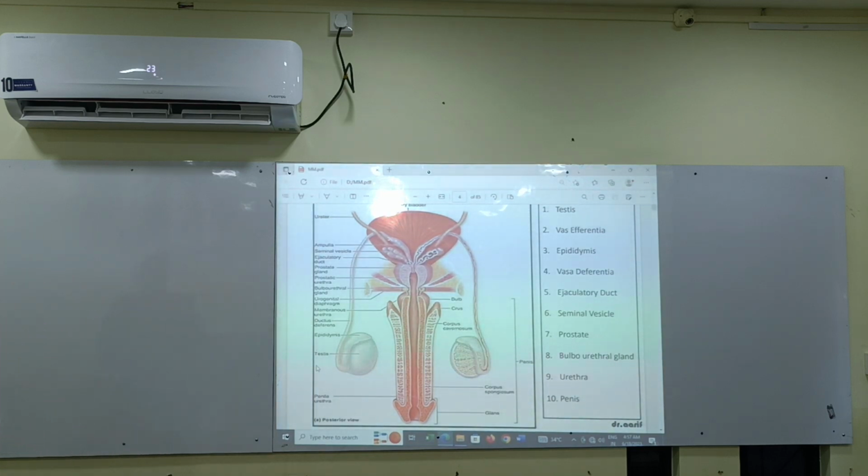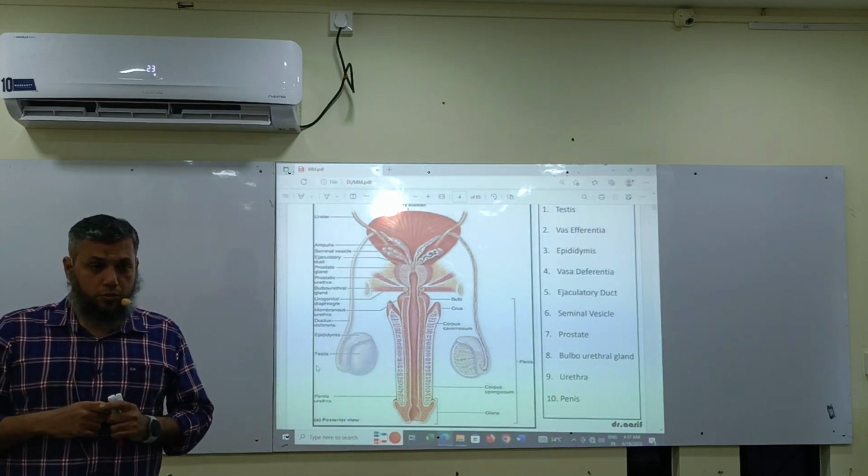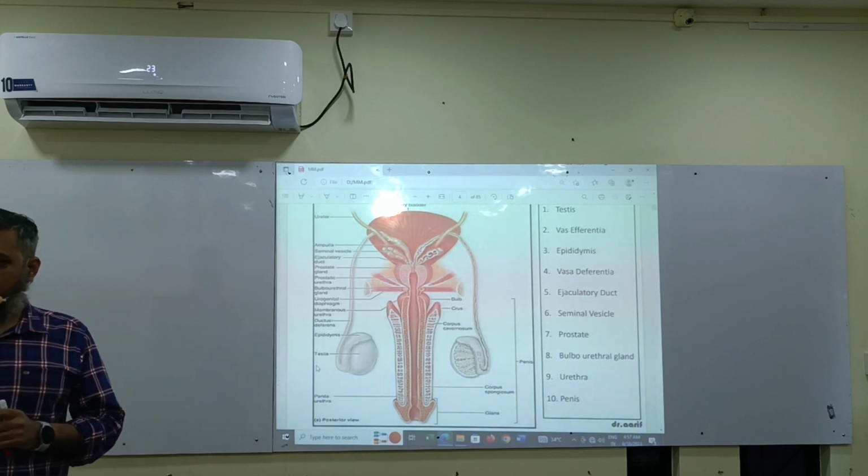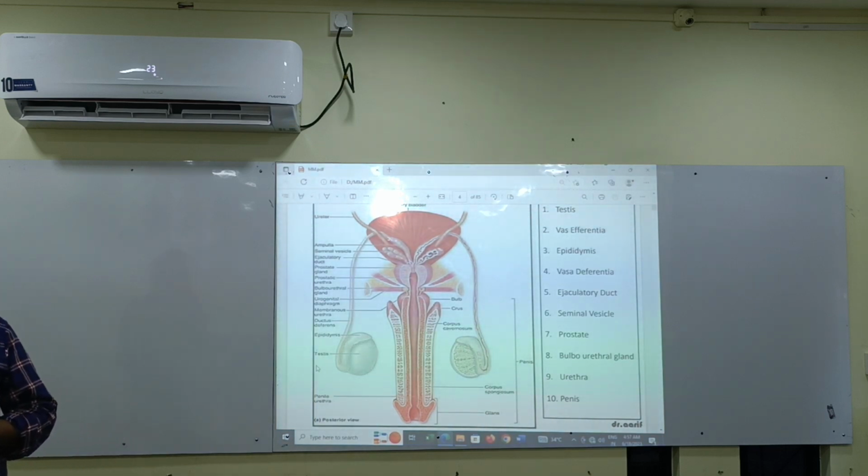LH acts on Leydig cells, remember that properly. And FSH acts on Sertoli cells. I told you yesterday, FSH acts on them. And then what do they do? Is it the same as spermatogenesis? No. It is the last step of spermatogenesis.